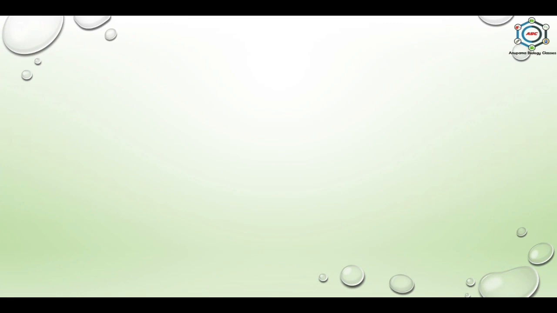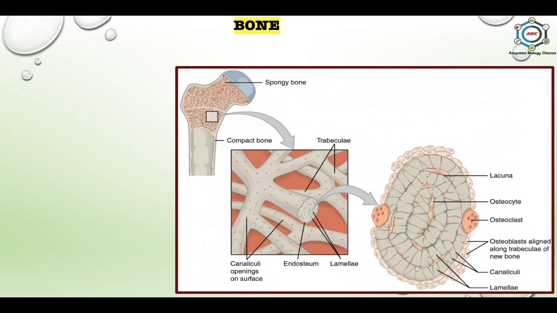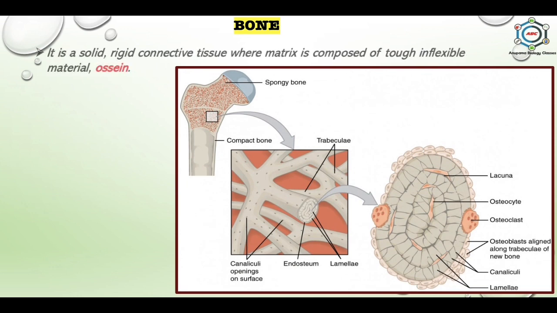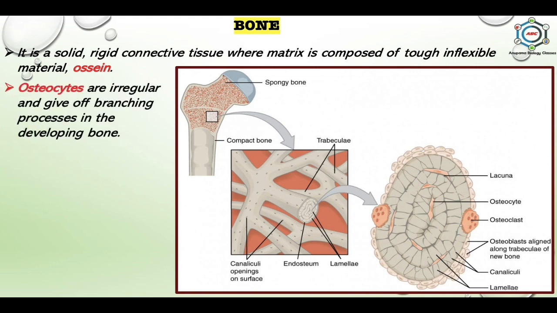After this, bones. Bones consist of tough matrix and cells in lacunae, collagen fibers, blood vessels, nerves and fat deposits. This is the structure of a compact bone, and bone is a solid rigid connective tissue where the matrix is composed of tough inflexible material, and this material is known as ossein. Osteocytes are cells present in the bones, which are irregular and give off branching processes in the developing bone.